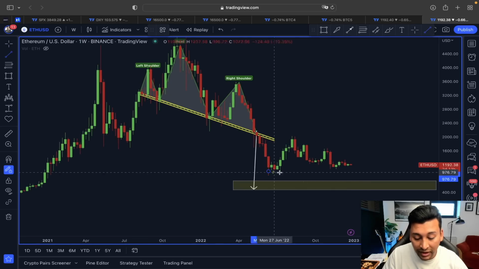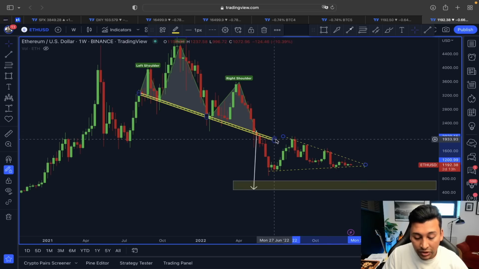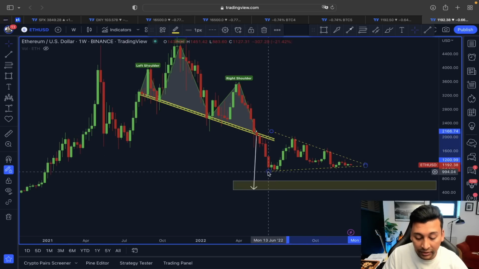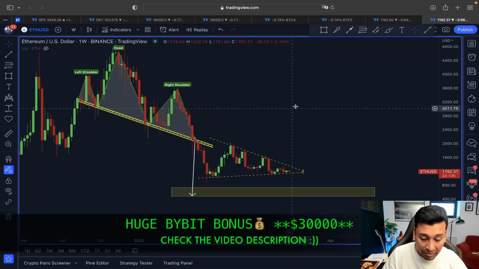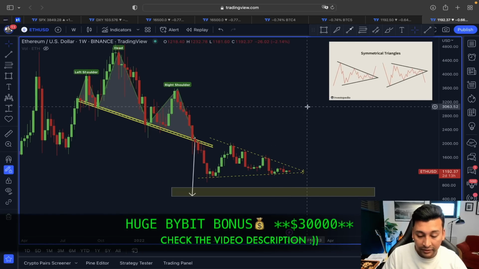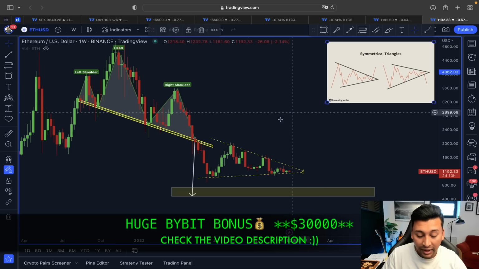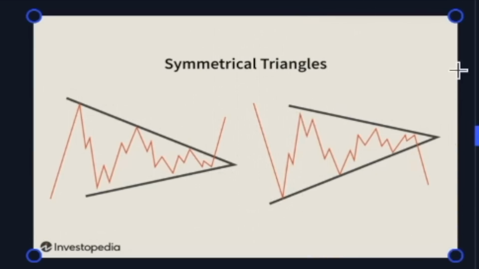this so-called scenario here, symmetrical triangle. Yes, symmetrical triangle during a downtrend is a bearish continuation pattern like this here. Yes, this symmetrical triangle is what could be unfolding, since it is also being formed during a downtrend, just like as shown in an example.